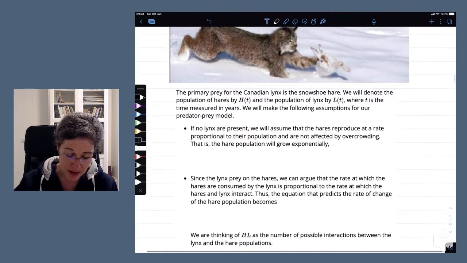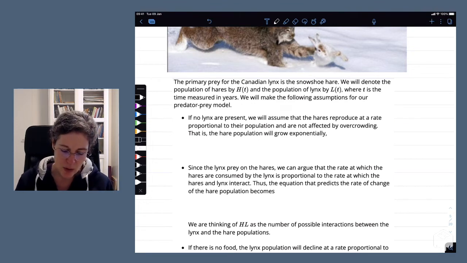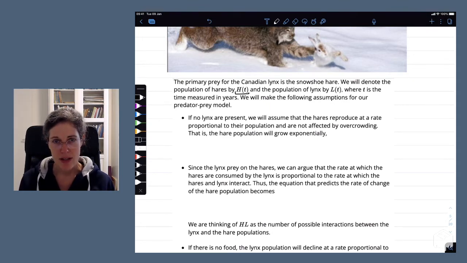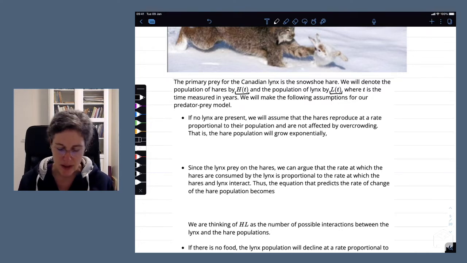So let's try and put that together. Well, let's think about how we can do that. So we are going to call our population of hares h of t. So that's what we'd like to know. How do we describe the population of our hares over time? So this would be measured in number of hares, and we're not going to be very innovative here. We're just going to call our population of lynx L of t. And here we're measuring t, time, in years.